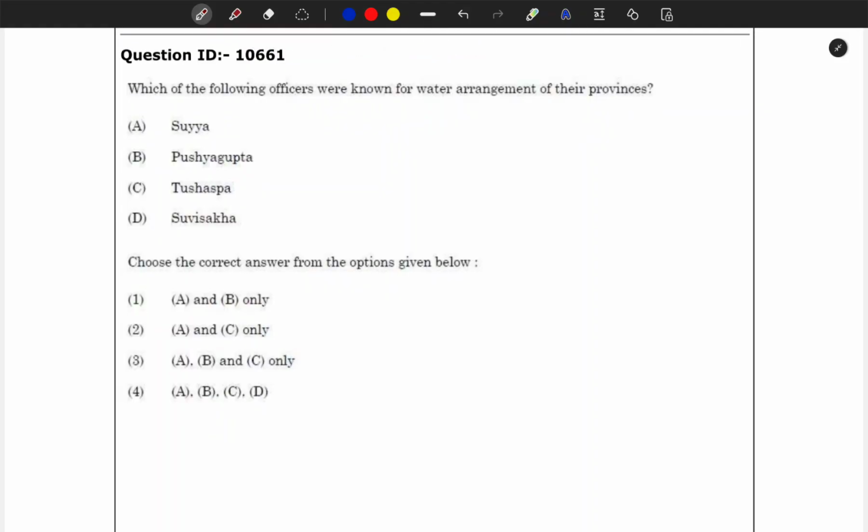which of the following officers were known for the water arrangement of their provinces? How many of you have gone through the name of Pushyagupta? Many of you might know, and I don't know how many of you know this, but Pushyagupta is associated with the Sudarshan Lake. So the thing is that this is actually a pure fact.